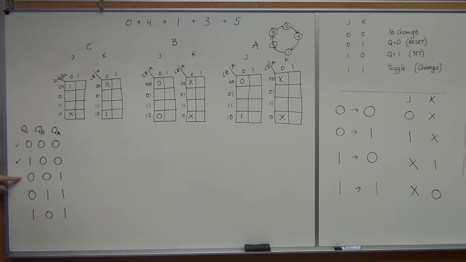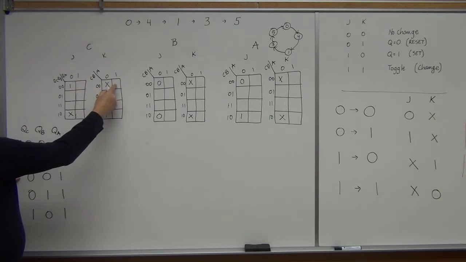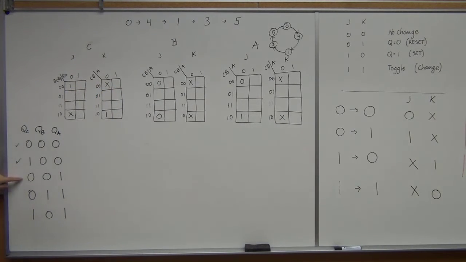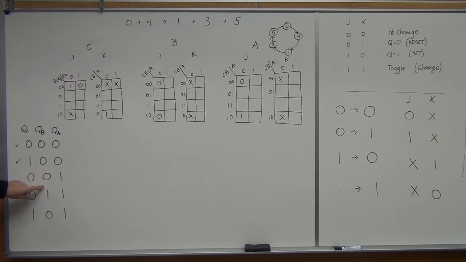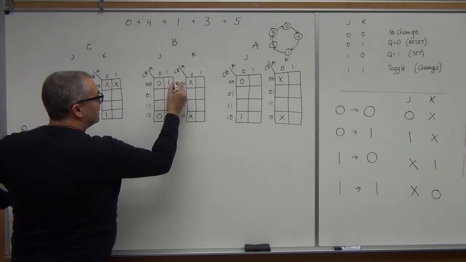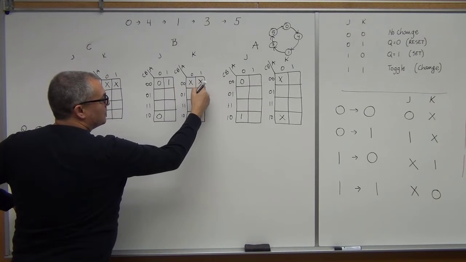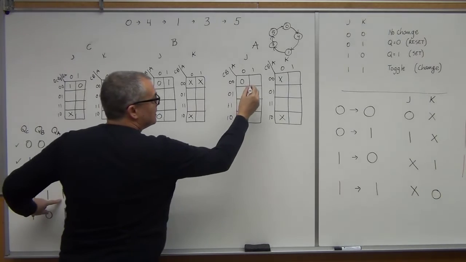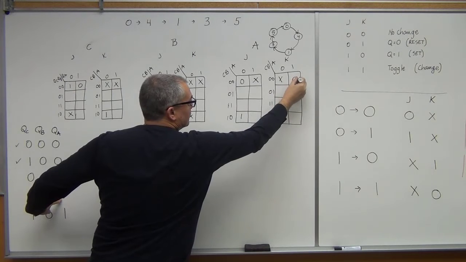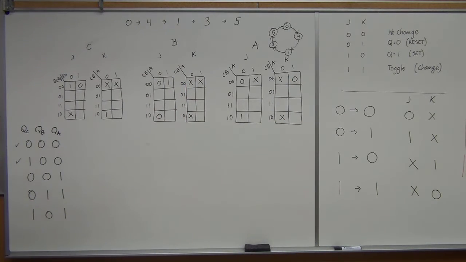Our next count is 0, 0, 1, so that's the top right-hand box in each Karnaugh map. So the C flip-flop goes from a 0 to a 0, so that's 0x. The B flip-flop goes from a 0 to a 1, so that's 1x, again in the 0, 0, 1 box because that's the count I'm on. And the A flip-flop goes from a 1 to a 1, so that's x and 0. So now this one's done.